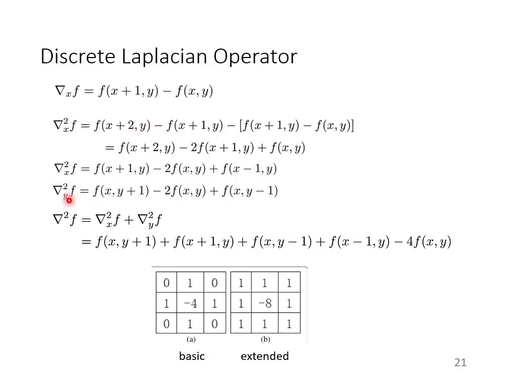And this is the second derivative for the y-axis. So also it's the same case. We combine the second derivative for x and y. So this is the Laplacian operator. Okay, and if you combine all of that, it will look like this. So this is the basic term for the discrete Laplacian operator, and this is the extended term.